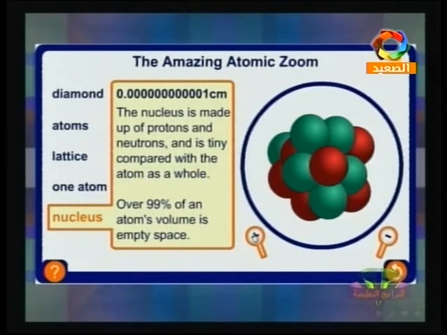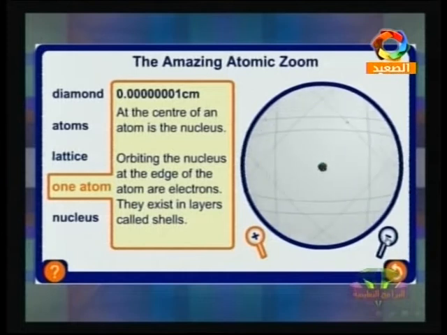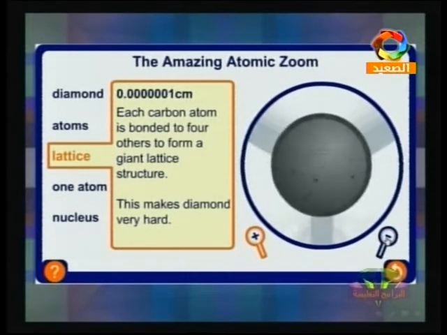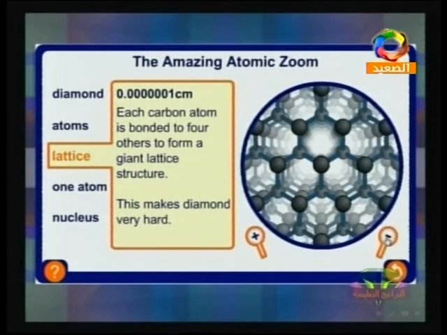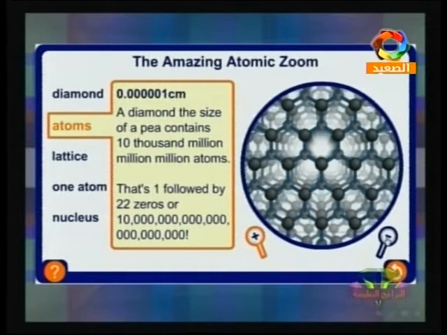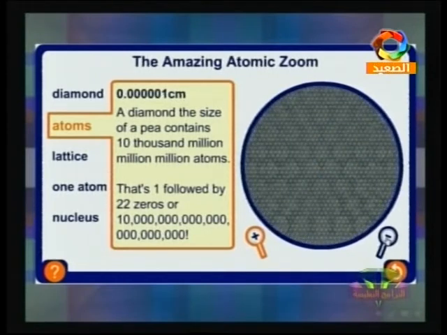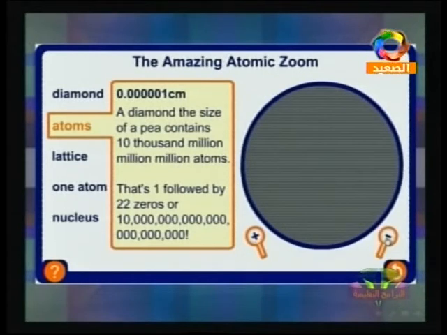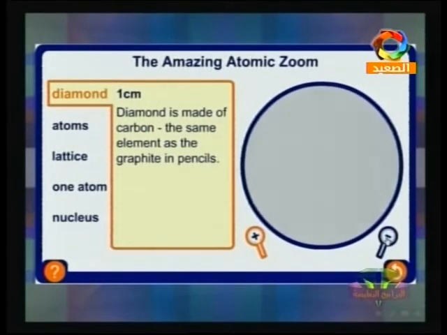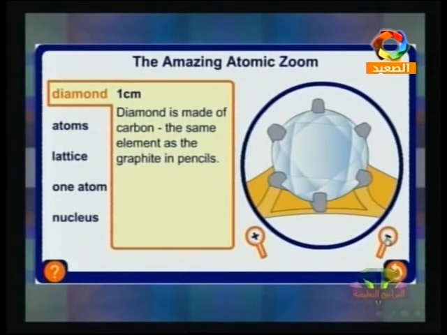And this is tiny compared with what? With the atom as a whole. Why? Because this is very, very small. If you move out again, you see how small the atom is, like the nucleus, it's very small like this. And the atom is very small in what? In the arrangement of the lattice. And this lattice is very, very small to see inside the material. And we have a piece of diamond that appears to us. It contains many of these things. How many? 100,000, million, anything of these large numbers.